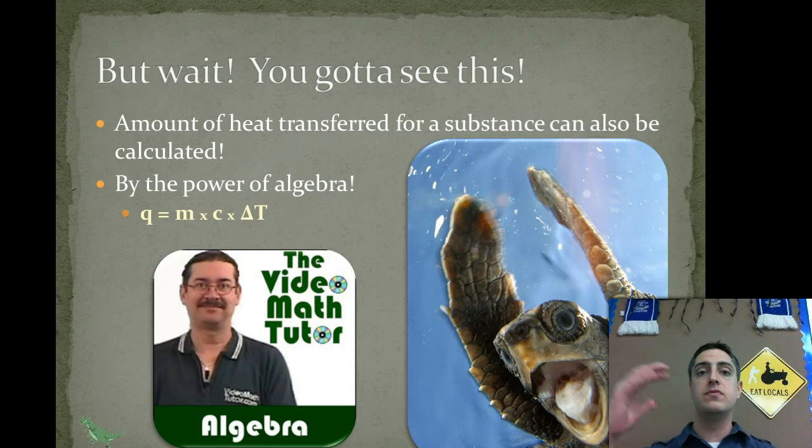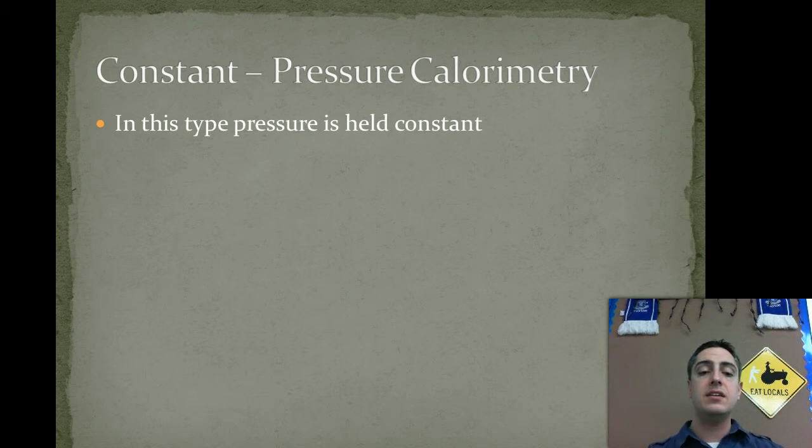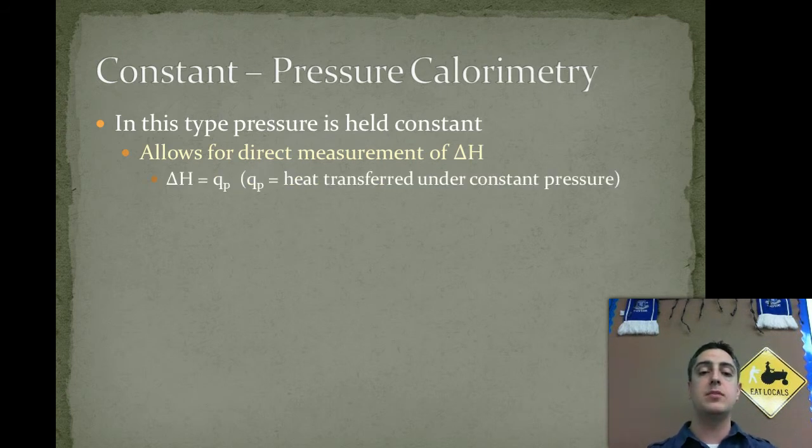A lot of those are in huge volumes of books. And then you can use that to find how much heat was actually transferred. So there's a couple different ways we can find this delta H, which is equal to Q. One of the most common ones is a constant pressure calorimeter, which, just as its name implies, the pressure is held constant within the calorimeter. It's not allowed to change. It allows for a direct measurement of the delta H.